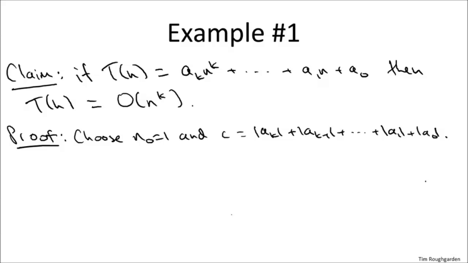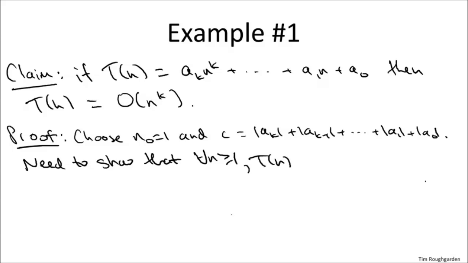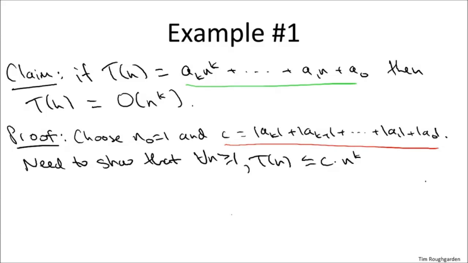Remember, I didn't assume that the original polynomial had non-negative coefficients. So I claim these constants work in the sense that we'll be able to establish the definition of big O notation. What does that mean? Well, we need to show that for all n at least 1, because remember we chose n_0 equal to 1, T(n), this polynomial up here, is bounded above by c times n^k, where c is the way we chose it here, underlined in red. So let's just check why this is true. For every positive integer n at least 1, what do we need to prove? We need to prove T(n) is upper bounded by something else.